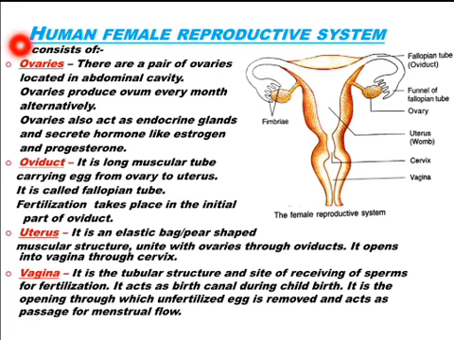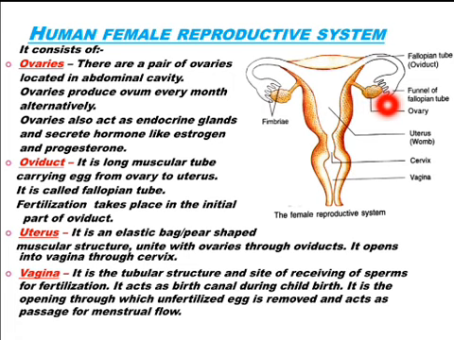Now students, let us learn about human female reproductive system. It consists of a pair of ovaries, a pair of oviducts or fallopian tubes, uterus, cervix and vagina. These are the pair of ovaries located in abdominal cavity. These are attached to uterine wall through this ovarian ligament.